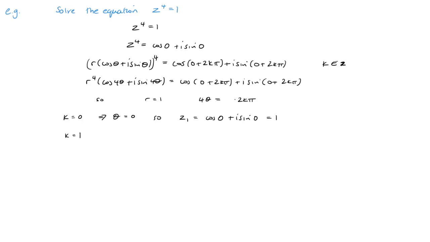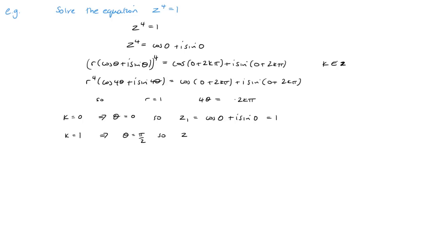Next one, let's look at k equals 1. When k is 1, this is going to be 2 pi, so 2 pi divided by 4. So theta is going to be a half pi, so pi by 2.